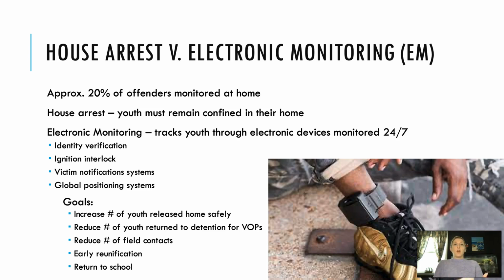The goals of electronic monitoring are that we're increasing the number of youth that can safely be released to their homes and safely stay in their homes and in their communities. We reduce the number of youth that are being returned to detention for violations. We can reduce the number of field contacts that a PO has to make because they're able to see where that youth is. So rather than having to go out to little Johnny's home and make sure that he's in his home, we can just see that he is through the monitor. We can have earlier reunification and a better return to school.